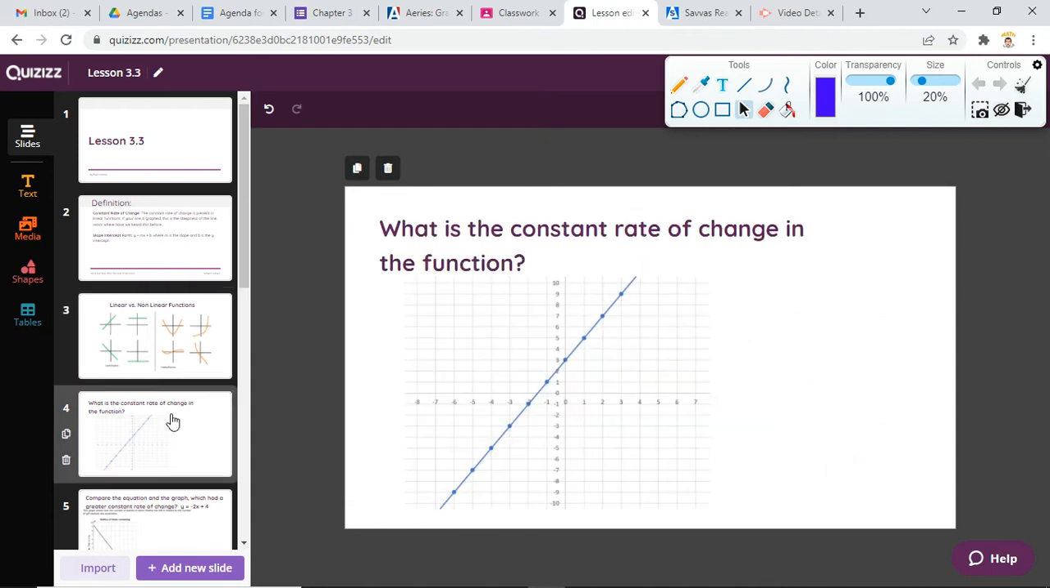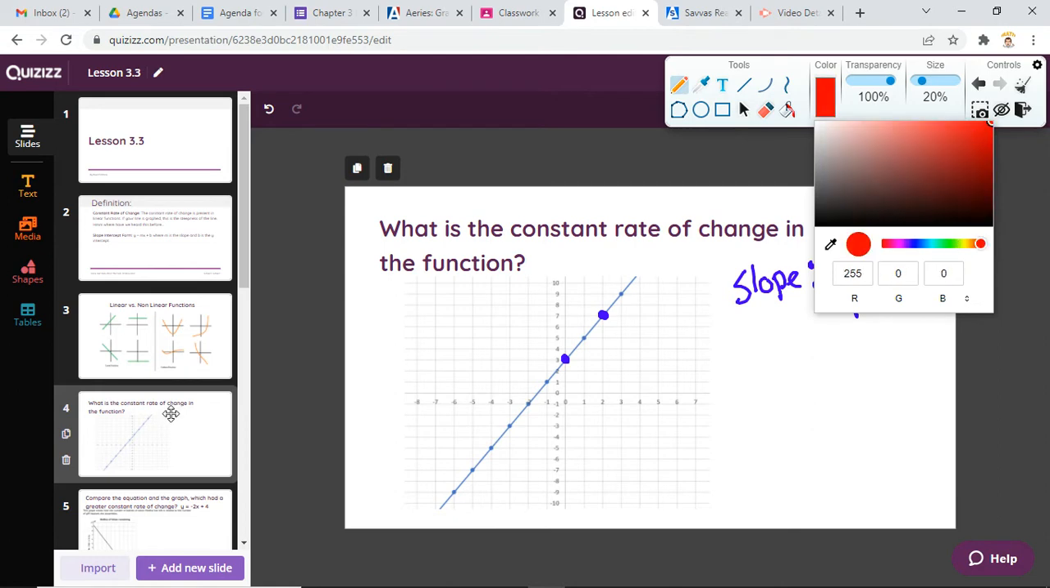All right, so let's look at this graph here. What is the constant rate of change in the function? Remember, guys, we want to find our slope. Slope is the constant rate of change, or the rise over run. If I look at this graph here, remember, to find our rise over run, we need to choose 2 points. How about this one here and this one here? And we need to count how far up and over I need to go.